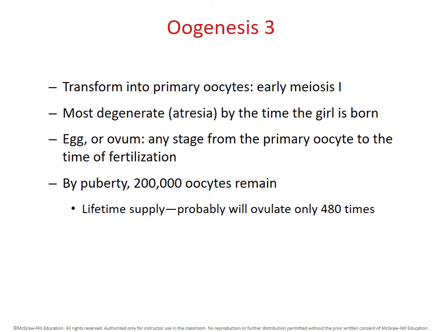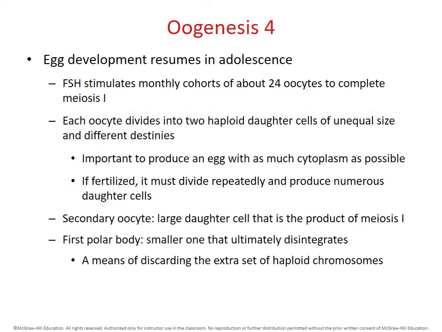Okay, so what happens to these 200,000 oocytes once puberty begins? At this point, we enter a fairly complicated stage of oogenesis. And so what happens is when we hit puberty or adolescence, egg development can resume. As we mentioned, during puberty you get a surge in FSH. And this increase in background levels of FSH will stimulate groups of primary oocytes to begin to complete meiosis 1.